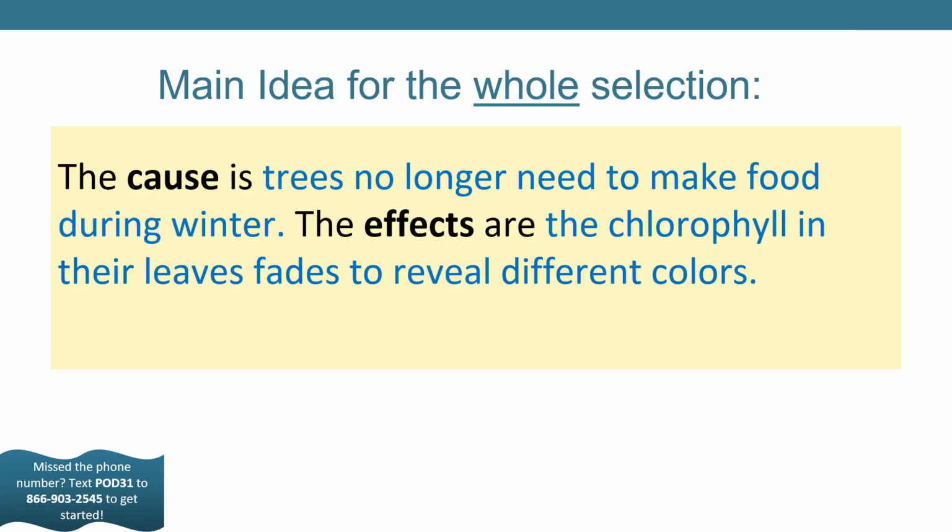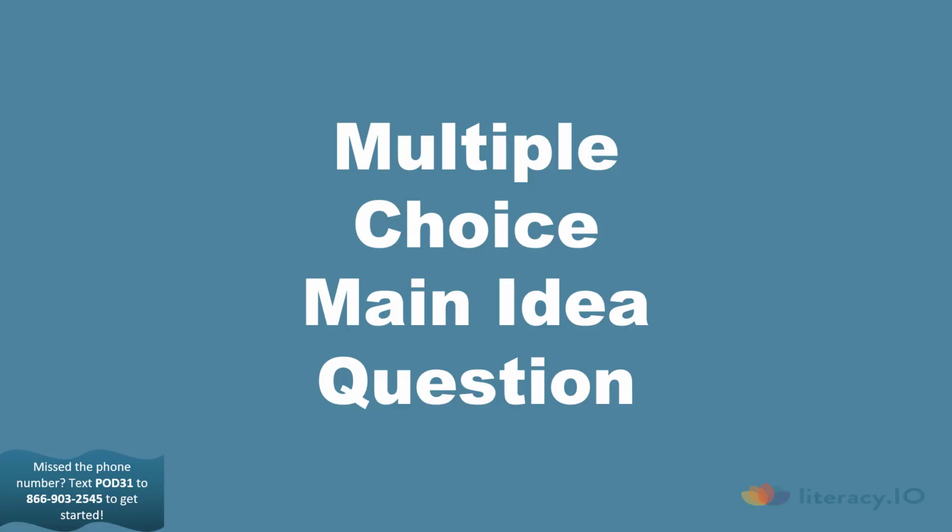Hey detectives, here's what I wrote for the main idea. The cause is trees no longer need to make food during winter. The effects are the chlorophyll in their leaves fades to reveal different colors. Did you have something close to that? You're so smart that I bet you did. Let's use our main idea to help us answer a multiple choice main idea question. Here we go.